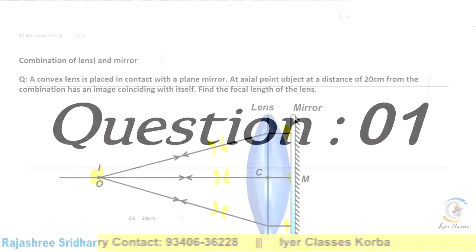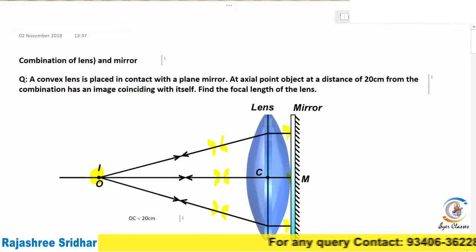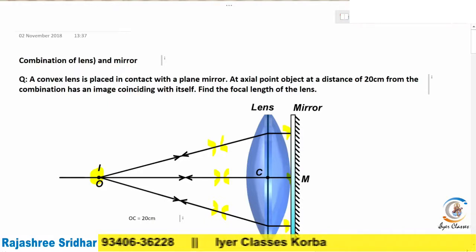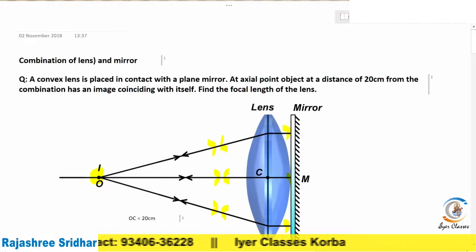Here we are going to do some numerical problems based on combinations of a lens and a mirror. It can be any type of lens and any type of mirror. The concept we are going to use is that the image formed by the first refraction or reflection acts as an object for the second reflection or refraction.